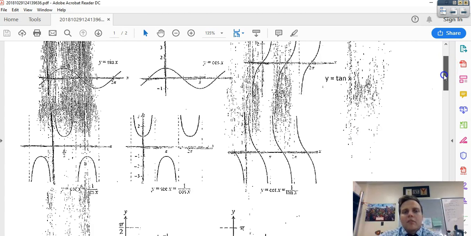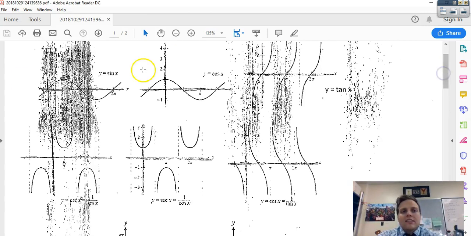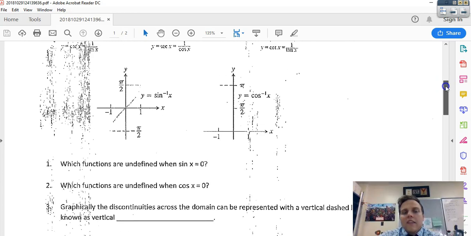So at the very top of the review, you actually have 8 trig functions. You have the sine, the cosine, the tangent, the cosecant, which is also 1 over sine, the secant, which is also 1 over cosine, and the cotangent, which is 1 over tangent. Or you could say it's cosine over sine even. And then you have the sine inverse and the cosine inverse.